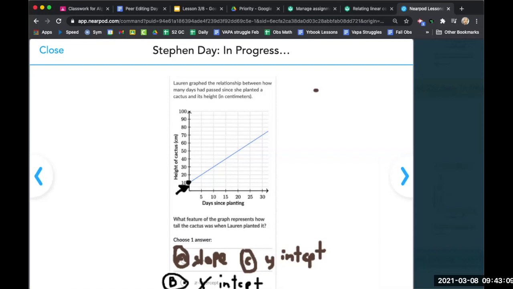Well, these are the days since planting. At 0, if we look at the 0 day, that is the point when it was planted. And what kind of intercept is that? Well, this is the y-axis, and this is the x-axis, and this is where the line crosses the y-axis. So this is the y-intercept. Please take these notes for credit.